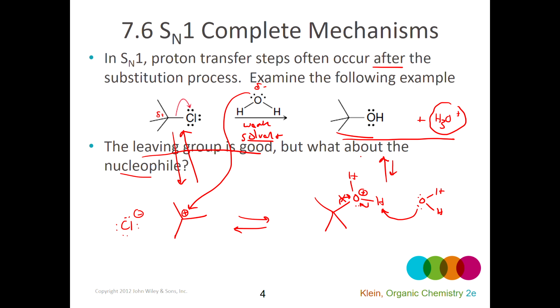So the water is used as a base to deprotonate. It's also used as a nucleophile. And since I'm using up more molecules of water than are forming, it's a reactant, and adding an excess of it can help shift that reaction toward the product side and give me a maximum amount of product production.